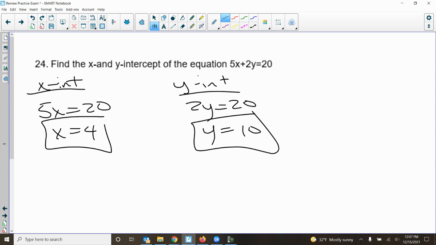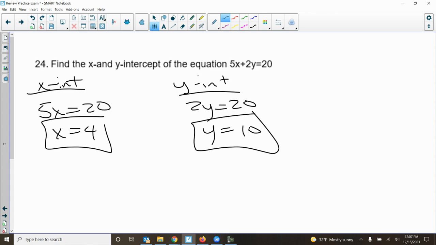It's easy as long as you remember for the x-intercept y is 0 and for the y-intercept x is 0. It's easy to make that mistake. So be careful there, but that should be pretty easy, I would think. Questions on 24?